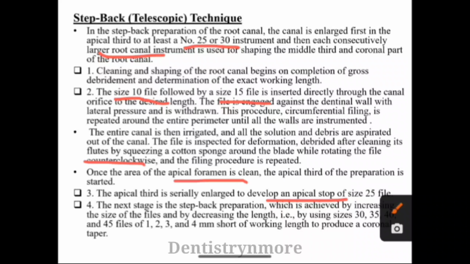The next step is step back preparation, which is achieved by increasing the size of the file and decreasing the length, using 30, 35 or 45 files 1, 2, 3 or 4 mm short of the working length to produce the coronal taper.